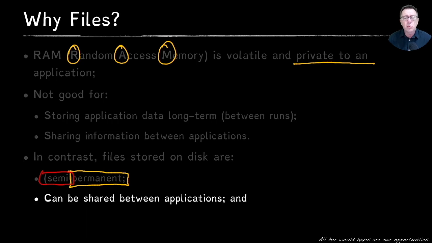But by having a file, we can share information between applications. All right? Think of a text file, for instance. You can open a text file in Word. You can open a text file in Pages, in Notepad, in TextEdit, in TextWrangler. So there's a lot of places you can open a text file. So we can share that information between different applications.